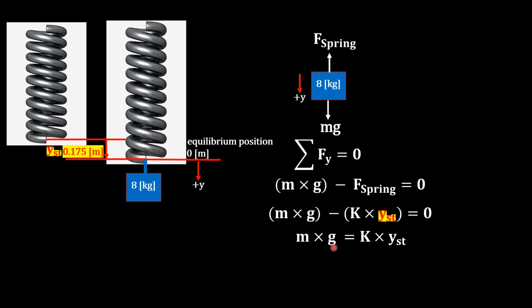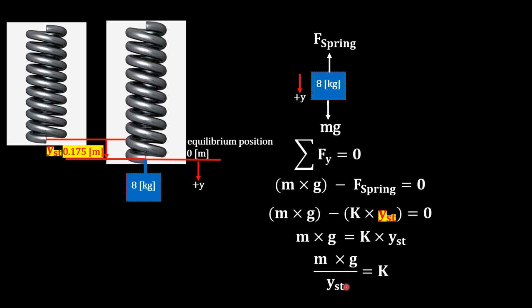So now we are given the mass of 8 kilogram. The gravitational constant, we know it, it's 9.81 meter per second squared. And we are told that the stretch amount is 0.175 meter. So from here, we can find the spring stiffness. All right. So here, when we solve for k and move the y stretch to the other side of the equation from multiplication to division, as we can see in here.